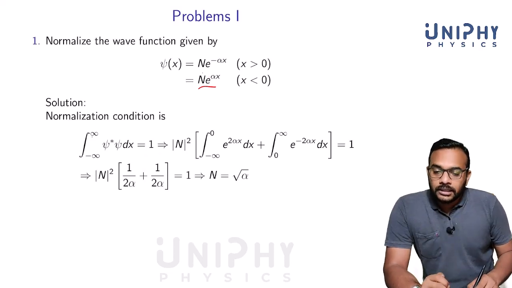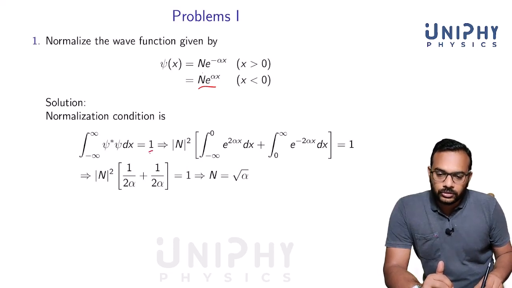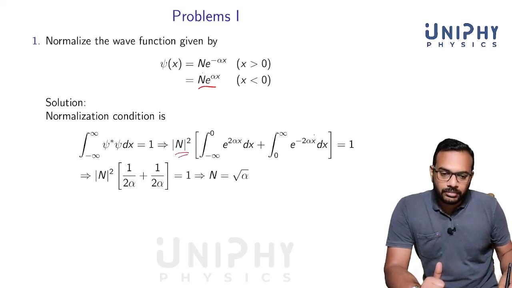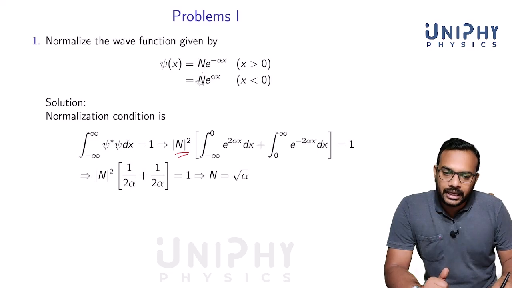This is the normalization condition. It has to be equal to 1. This means that some normalization constant multiplied by this thing. We have this n here, and we need to determine n by normalizing.